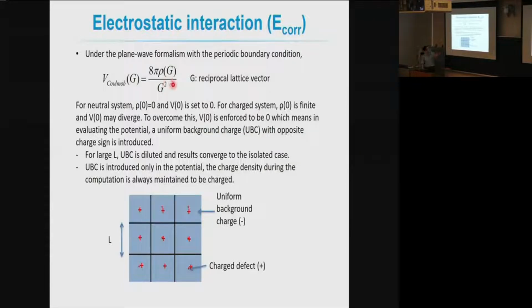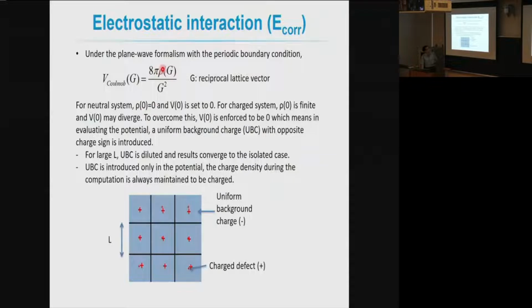this is okay, except for G equals 0. The reciprocal lattice also includes the gamma point, or G equals 0. All right. So in this case, you have this divergence in the denominator. All right. But actually, for the neutral system, this rho 0 means the actual average charge in your system, and usually it is neutral. So therefore, this rho 0 is 0.